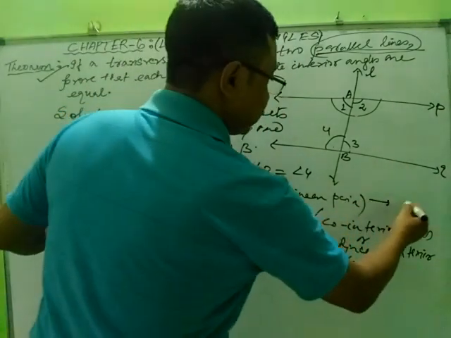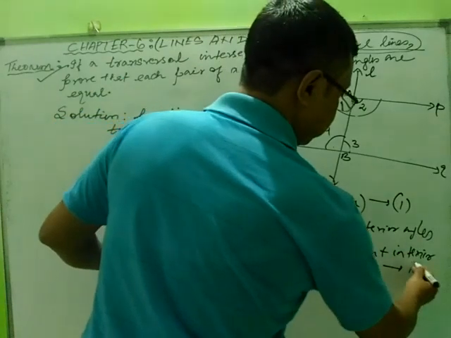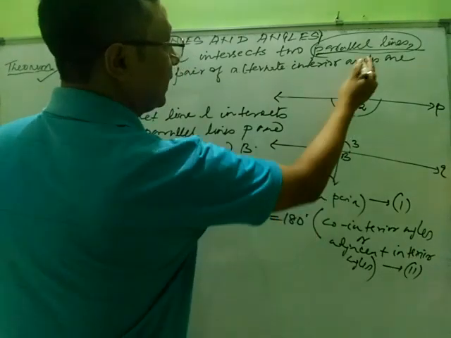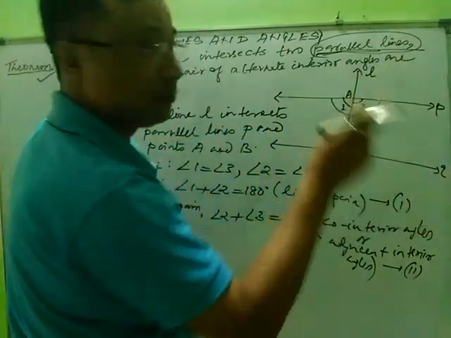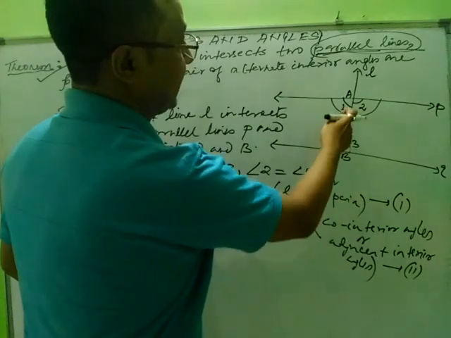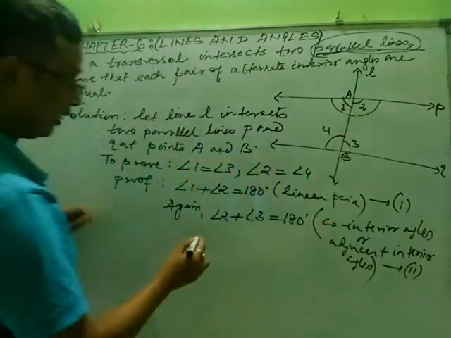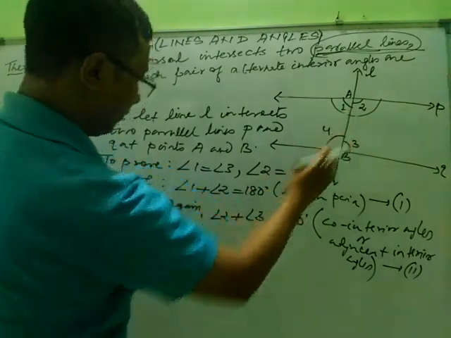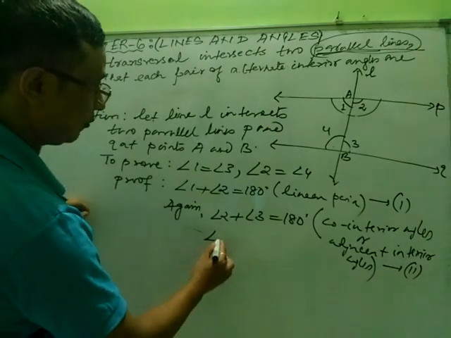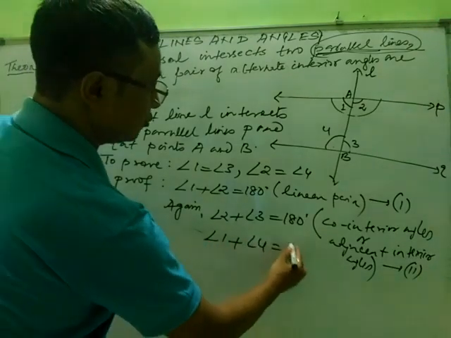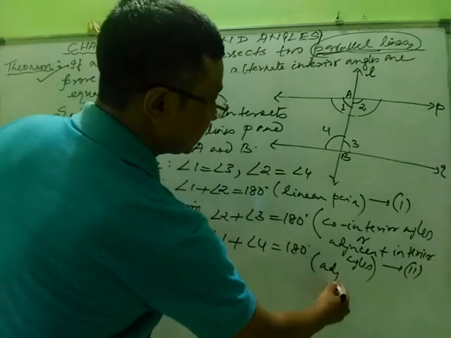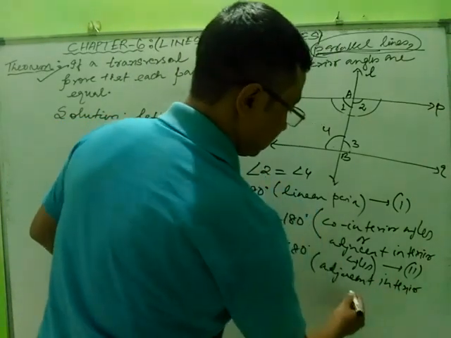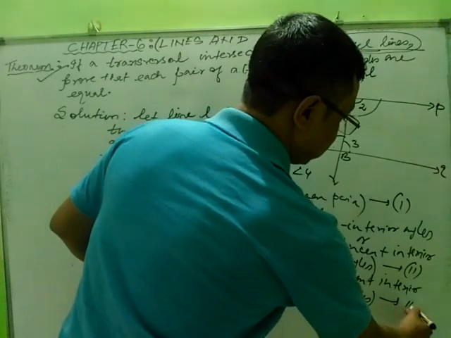So now let us take this as 1, this will be 2, and again you take 1 plus 4. The two lines are parallel, that is why you can take 1 plus 4 as 180, adjacent interior angles. So here again 1 plus 4 equals 180 degrees. This is also adjacent interior angles. This you take as equation number 3.